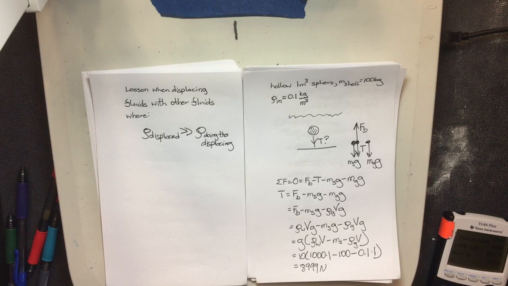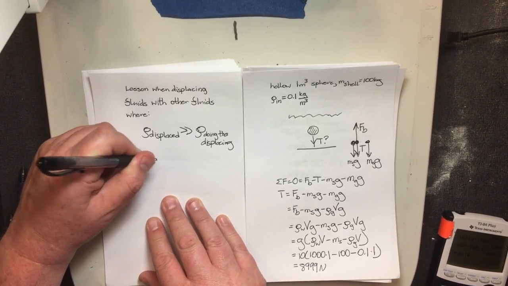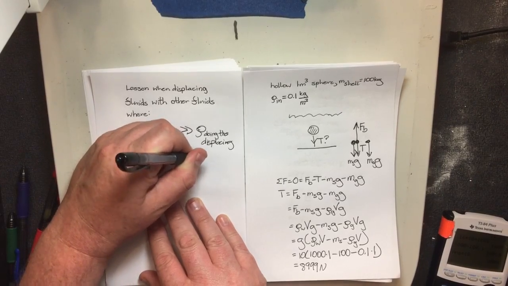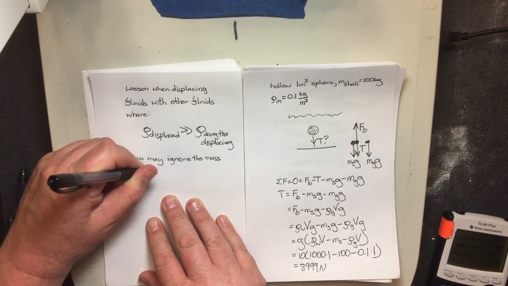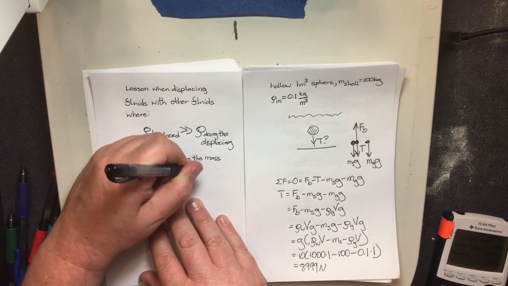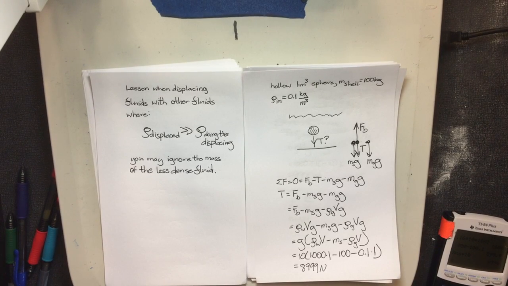If you're displacing a liquid with a gas, you may ignore the mass of the less dense fluid. So if you're displacing water with helium, you could ignore the mass of the helium because helium has a very small density. Water is 1,000 kilograms per cubic meter.